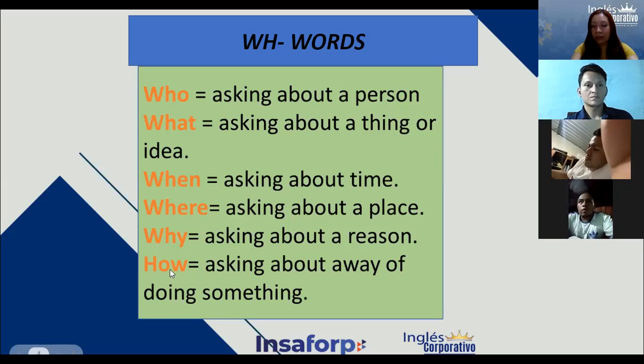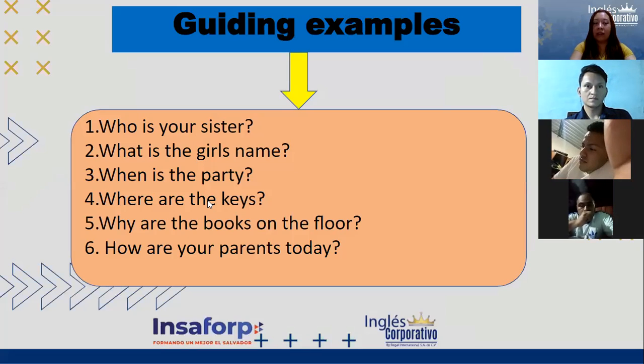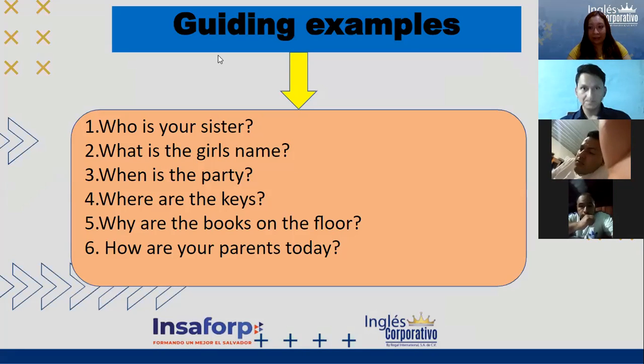Con H, las que empiezan con how. Más adelante, cuando vayan en preintermedio, van a ver que how tiene más dependientes, ¿ok? Ahorita estamos viendo la primera, que sería cómo. How, cómo se hace algo. How, ¿ok? Now, guiding examples. We need 6 volunteers para leer cada una de esas. Pero con la condicional de que el que lea cada pregunta la tiene que contestar. ¿Ok? Tiene que improvisar y contestar.